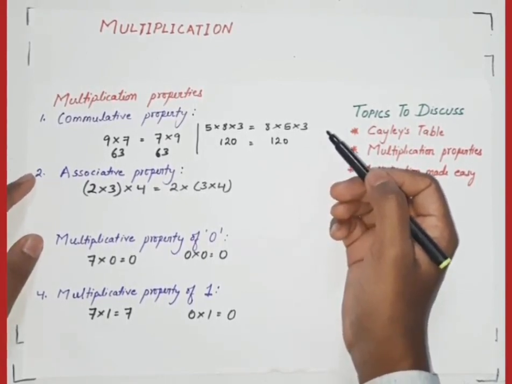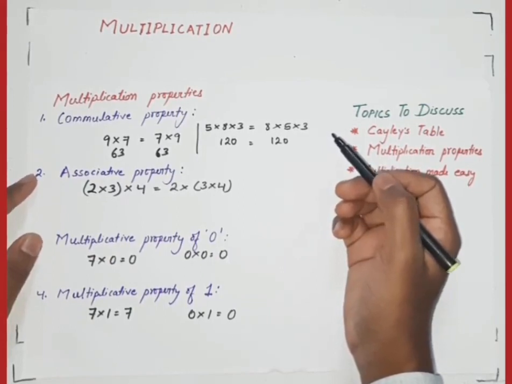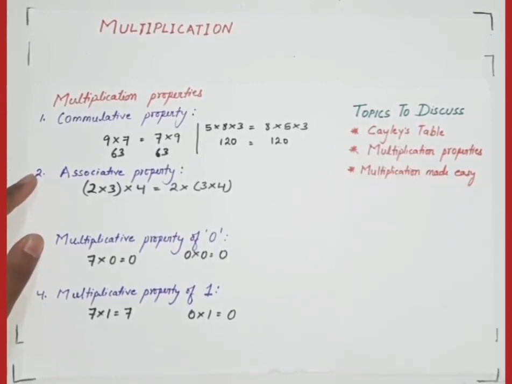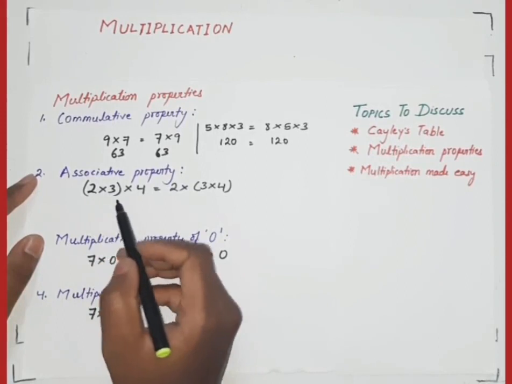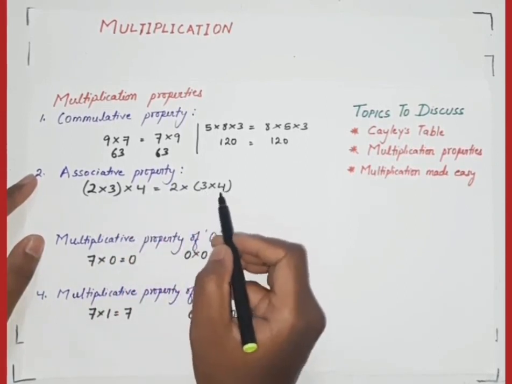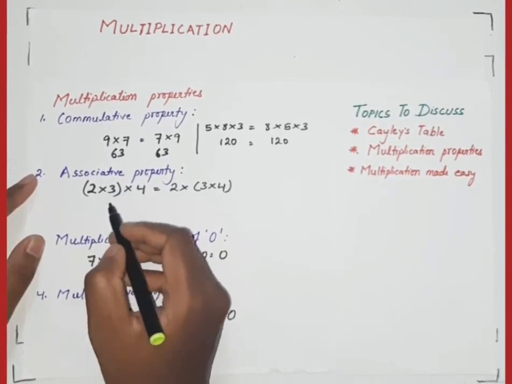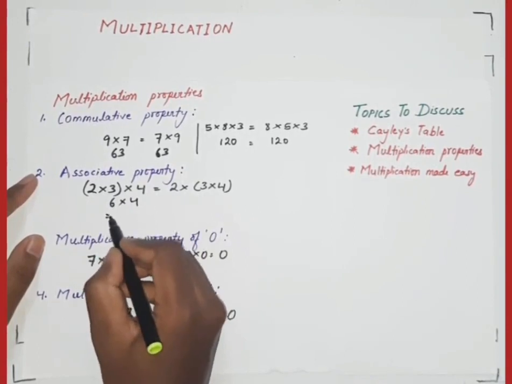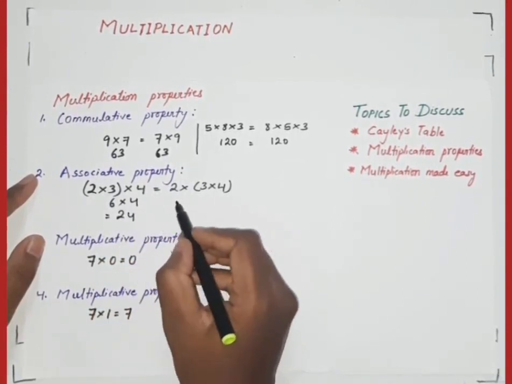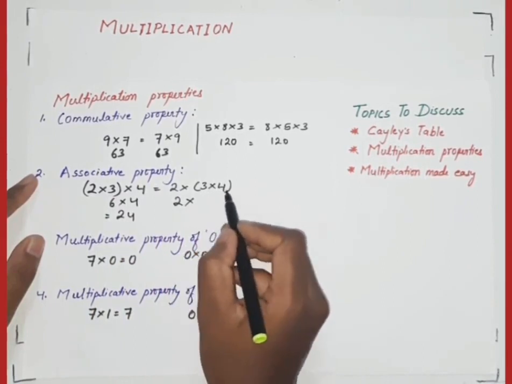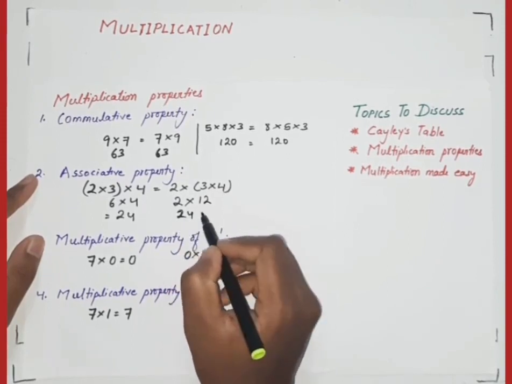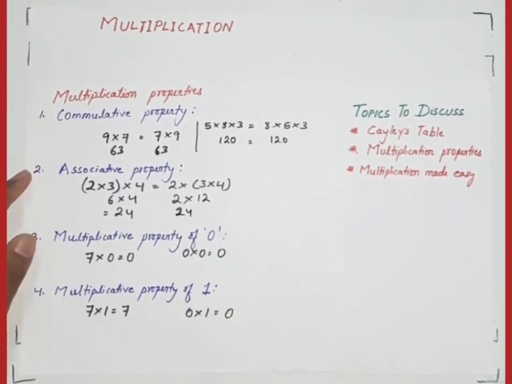Next is the associative property. It means if we group the numbers and then multiply, our answer will come the same. I have grouped here 2 into 3 into 4. Here I have grouped 3 into 4. First I am multiplying 2 into 3. How much will come? 6. I have written 6 into 4. That is 24. Here I am multiplying the bracket first. So 3 into 4 is 12. So 2 into 12 is 24. After grouping also my answer will come the same. So this property is called the associative property.